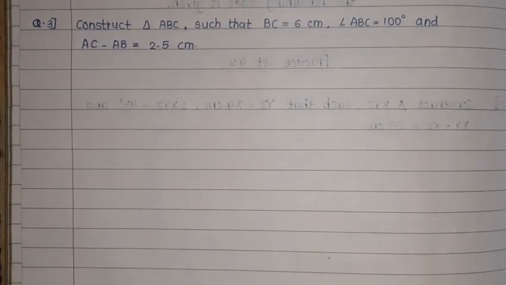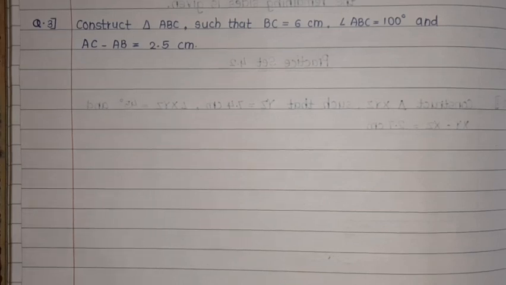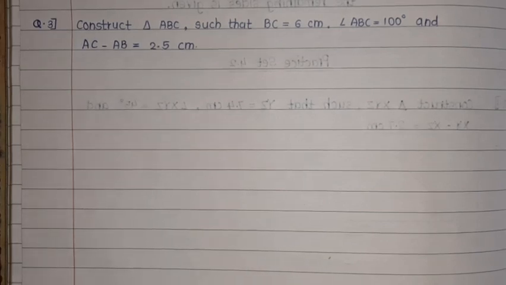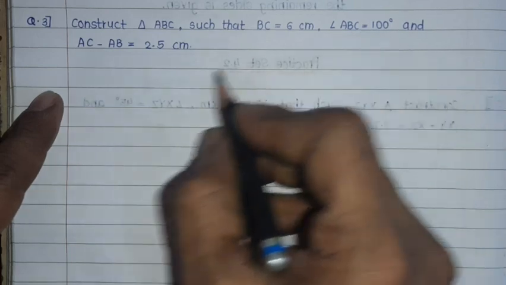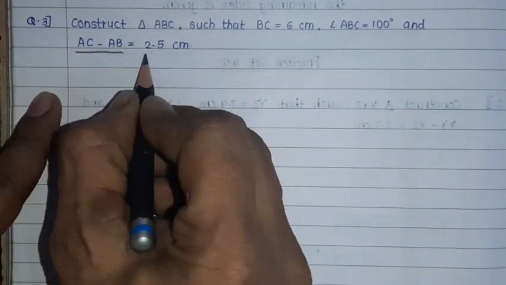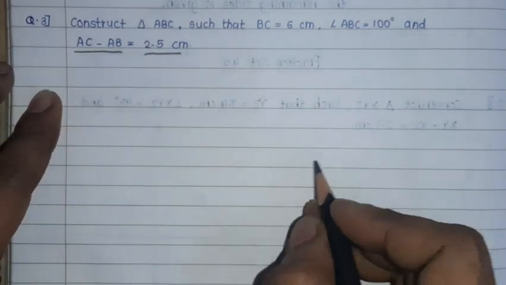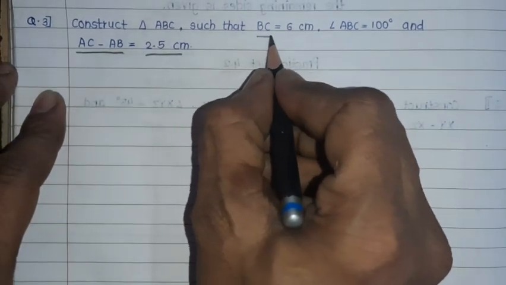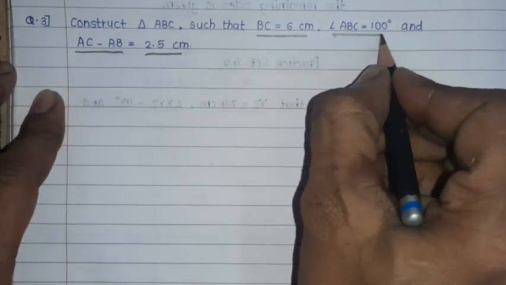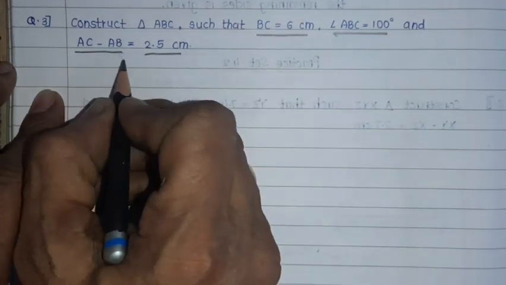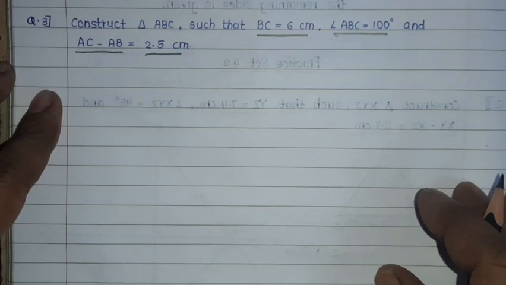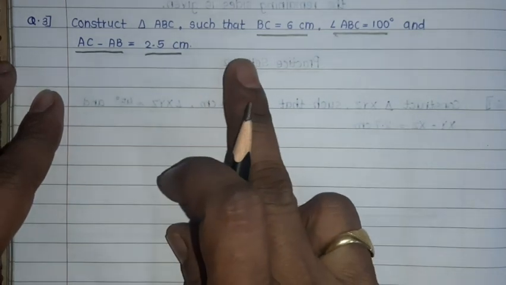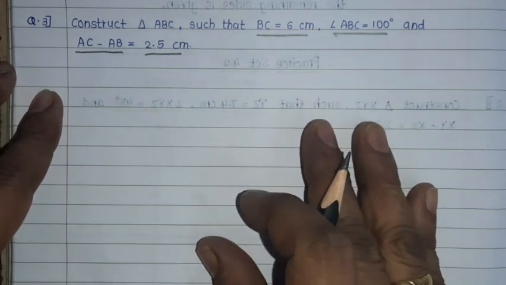Now, see question number 3. Construct triangle ABC such that BC is equal to 6 centimeter, angle ABC is 100 degree and AC minus AB is equal to 2.5. First of all, see dear student, base is given, one base angle is given and difference is given. In the last lecture we learned about the addition of two sides being given, but in this case the subtraction is given. Now see how to construct.